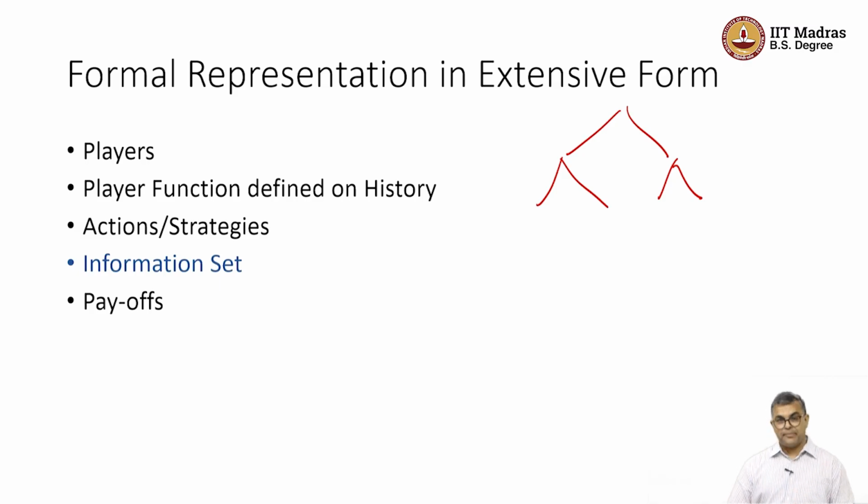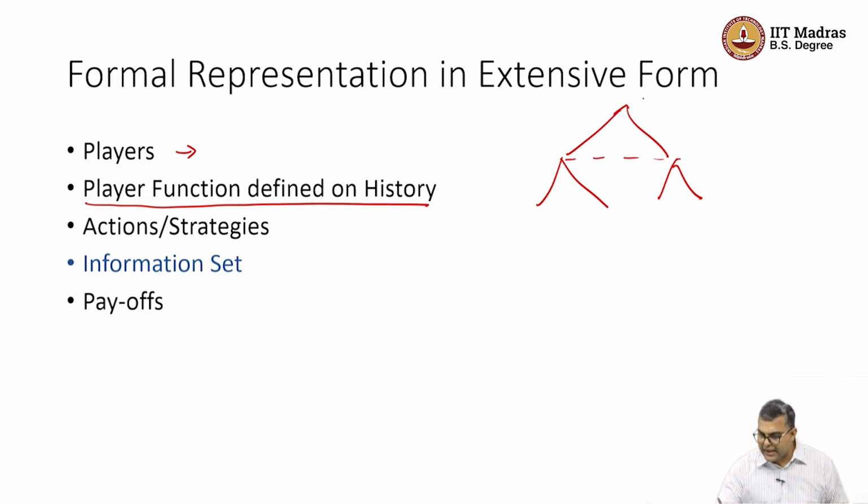So what is the mathematical way of representing? That is the formal way of representing. You list all the players. The next thing is the player function defined on history. What do I mean? So let me draw this prisoner's dilemma game, and let us say Ranga is starting here. Here is Billa who doesn't know. We can say here confess, do not confess, confess, do not confess.